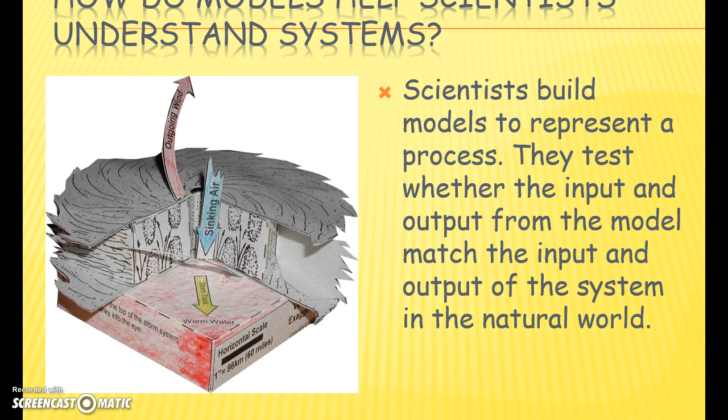Scientists build models, like we said, to represent a process. They test whether the input and output from the model actually match what's happening in the natural world. To understand tornadoes, hurricanes, and all those natural phenomena, we generally make computer models, not tangible models like this cute picture shows, so that we can test them. We do this when we build cars, build computers, and design medicine, in almost every aspect of science. We make a model and see if it functions the way we see it working in the real world.